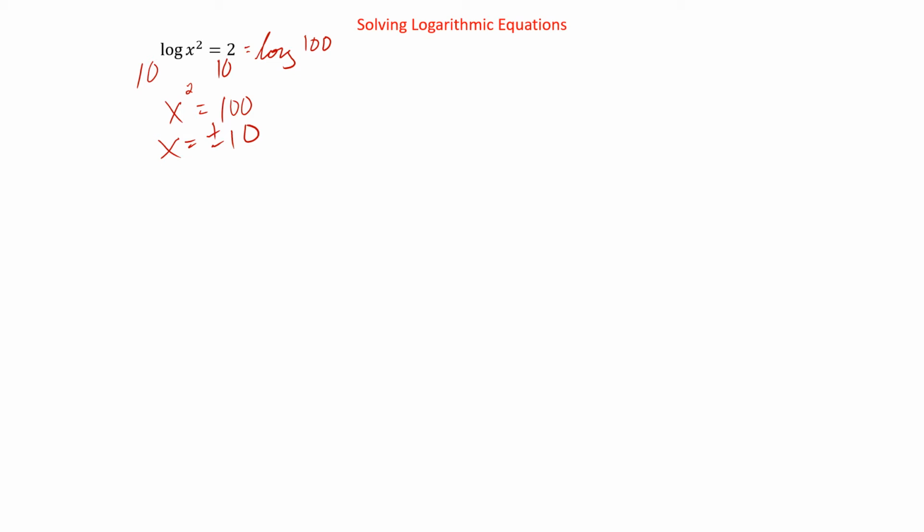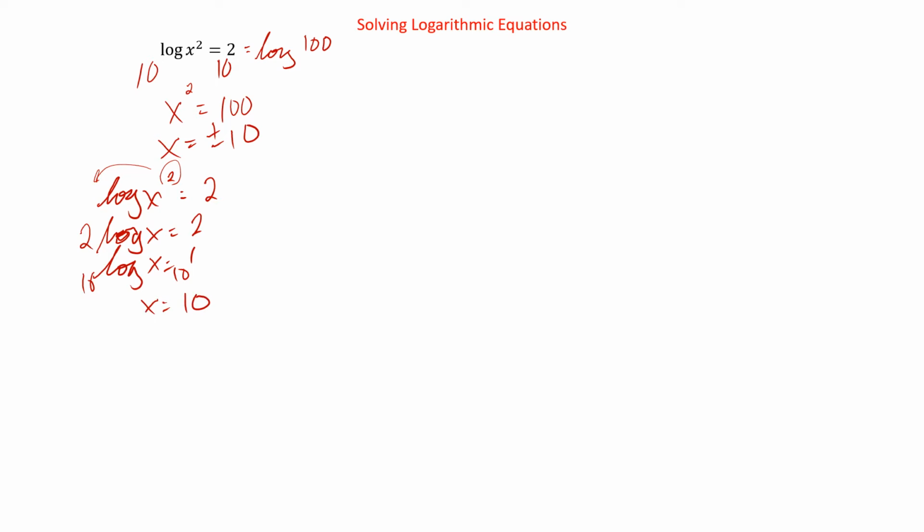Now, there is another method which you have to be careful about. We have log of x squared equals 2. Using this property, the power property, to go 2 times log x equals 2. We can divide to get log x equals 1, and then go 10 to the power to get x equals 10.